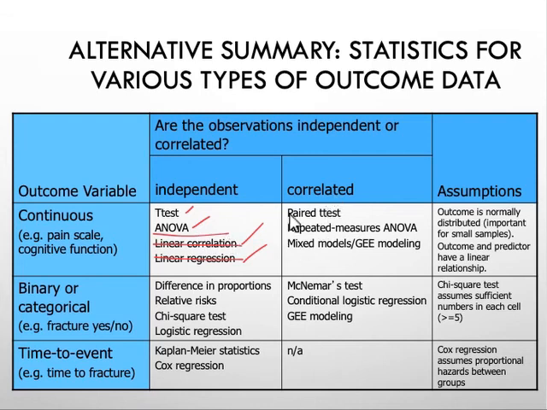If these things are correlated, we could use a paired t-test. So if you were using scores from one group from pre-test to post-test, we would use a paired t-test, and then here are the assumptions that would go along with it. If we have a binary or categorical outcome variable, we would use McNemar's test, conditional logistic regression, or GEE modeling.